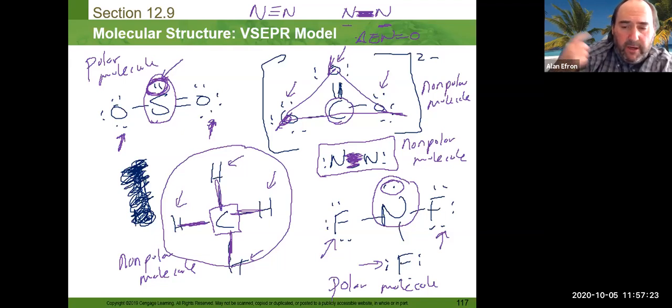But it gets a little more complicated when more than one bond is involved, like we have on the rest of them on this page. Other questions on that, or any other questions in general?